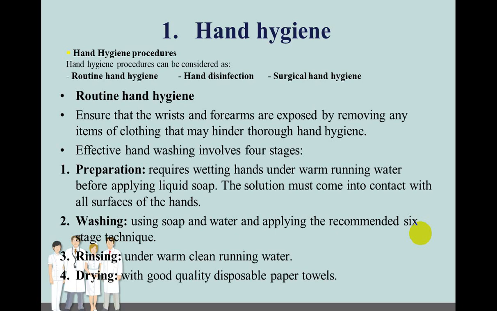Effective hand washing involves 4 stages. Preparation requires wetting hands under warm running water before applying liquid soap. The solution must come into contact with all surfaces of the hand. Washing using soap and water and applying the recommended 6-stage technique. Rinsing under warm clean running water. Drying with good quality disposable paper towels.